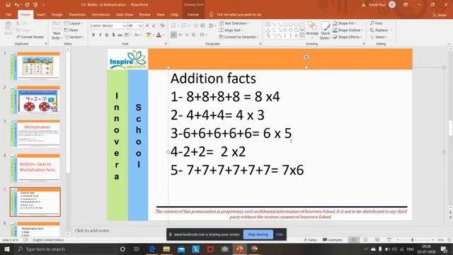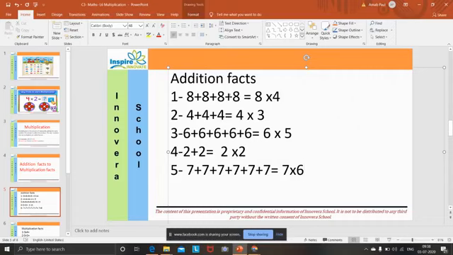I am going to explain addition facts once again. In an addition fact, we look at the number and how many times the number is repeating. In the first, 8 plus 8 plus 8 plus 8, 8 is repeating 4 times. So the multiplication fact will be 8 multiplied by 4.